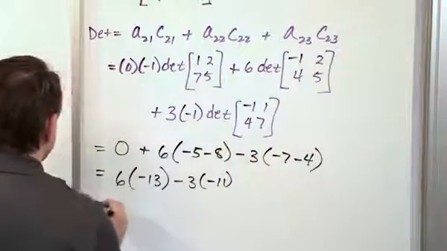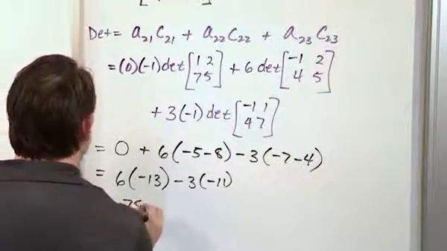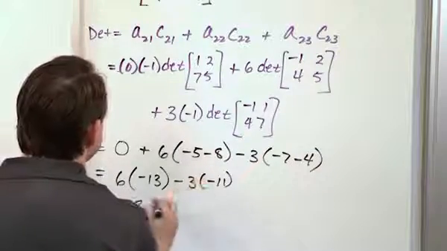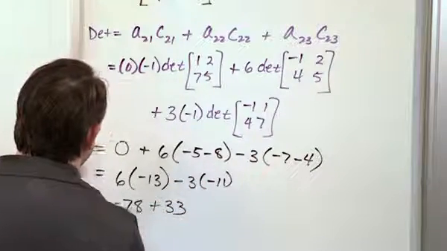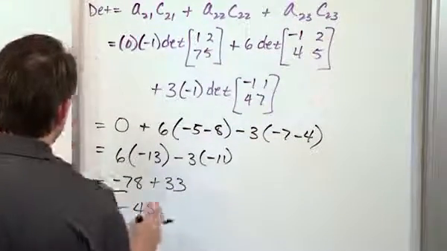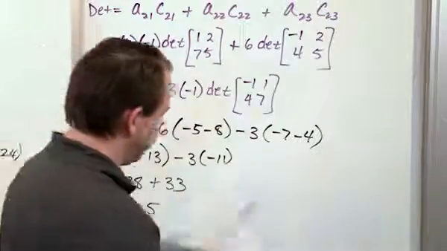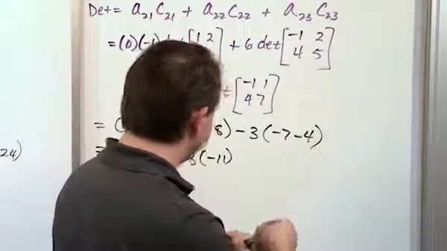So we're getting a little bit closer. Here what we have is negative 78, and here we have positive 33. So when we have negative 78 plus 33, you get negative 45. Notice that's exactly the same thing we calculated before. So there's no difference.